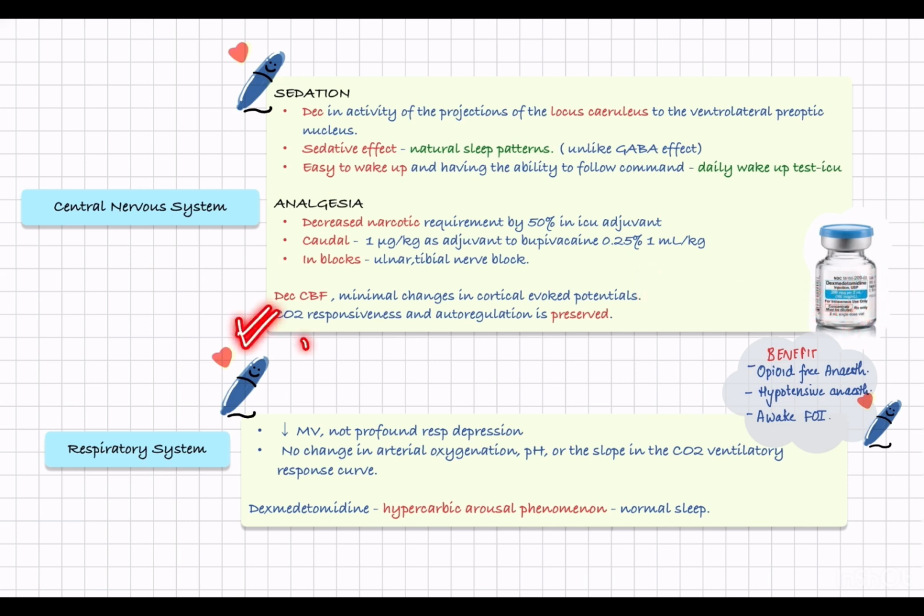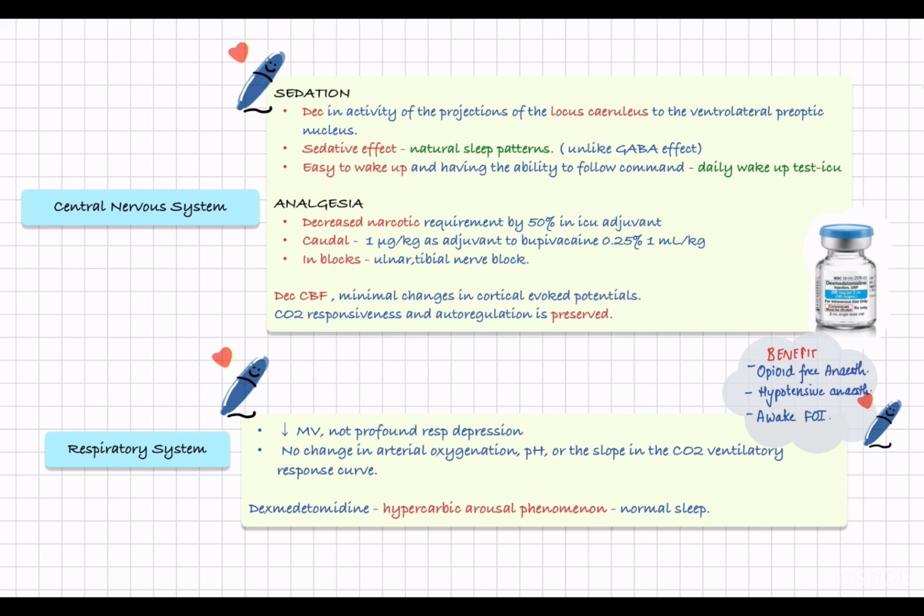And also, very important, the carbon dioxide responsiveness and autoregulation are preserved with dexmedetomidine. Coming to its effect on the respiratory system, although it decreases the minute ventilation, there is no profound respiratory depression, and there is no change in the arterial oxygenation, pH or carbon dioxide ventilatory response curve. Very important, since it shows a normal sleep pattern, the hypercarbic arousal phenomenon is seen. That is, if there is apnea, there is an increase in the CO2. Increase in the CO2 causes arousal, just as seen during OSA. So it follows the hypercarbic arousal phenomenon.